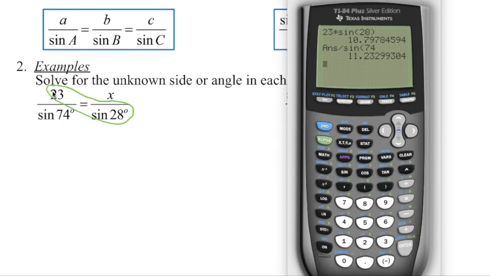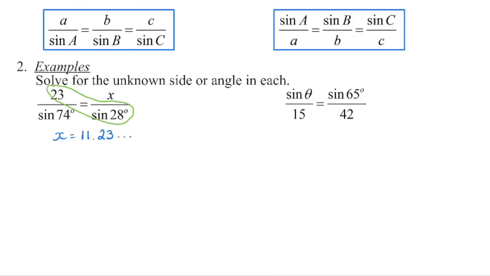In our calculator, make sure you're in degree mode first of all, and then we're going to enter 23 times the sine of 28, and then you can press equals to get that value, and then we're going to divide that whole product by the sine of 74, and x is 11.23, etc. We normally round sides to the nearest tenth and angles to the nearest whole, but because it doesn't actually specify, I'm just going to give an exact answer here.